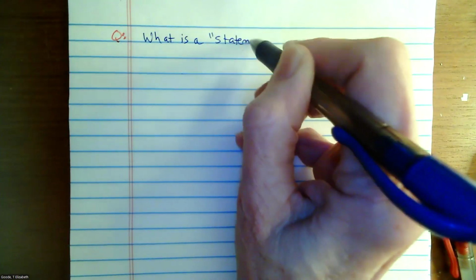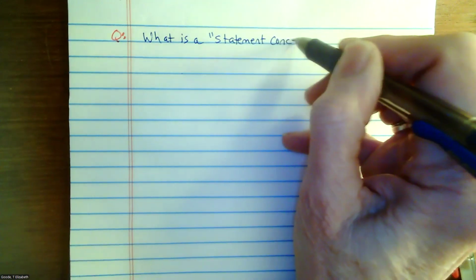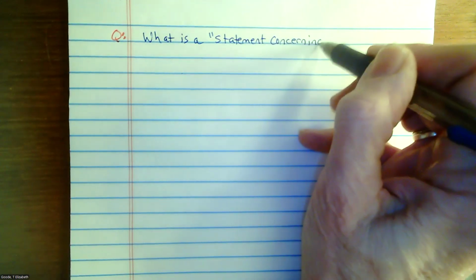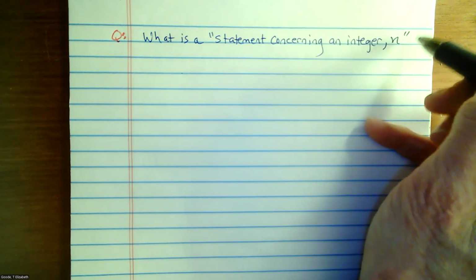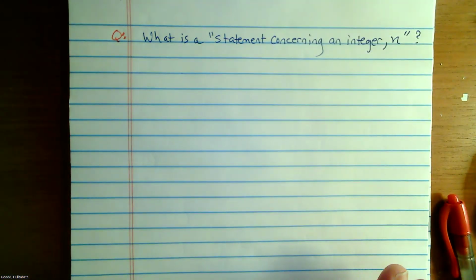actually, before I do this, let's discuss one more thing, and then I'll draw the picture. I'm just realizing there's another question we need to address before I draw that. The other question I want to ask you is this: what is a statement concerning an integer n? This phrase, a statement concerning an integer n, is the kind of thing that is easier understood through examples than a formal definition.